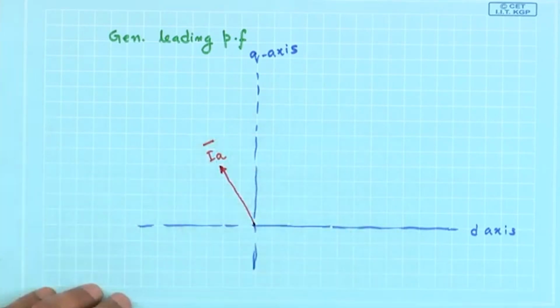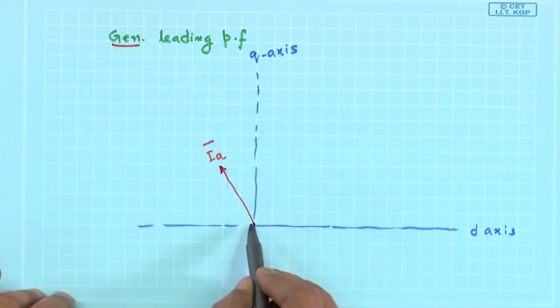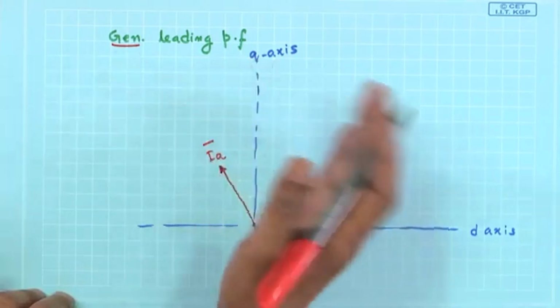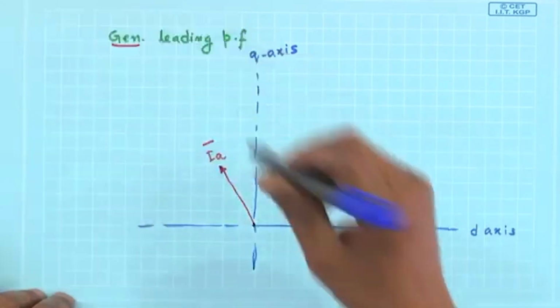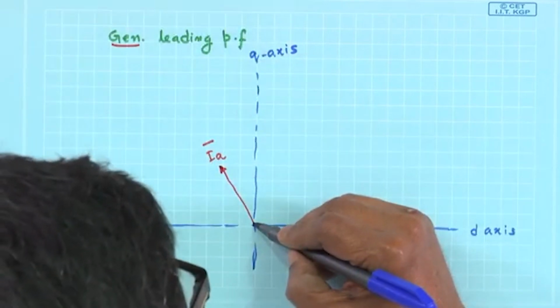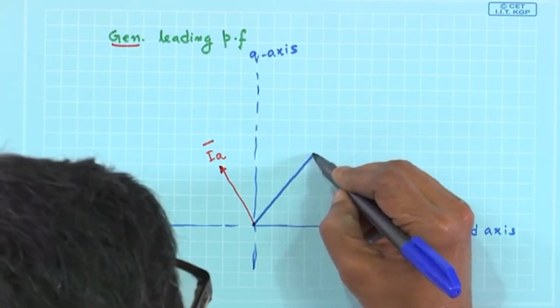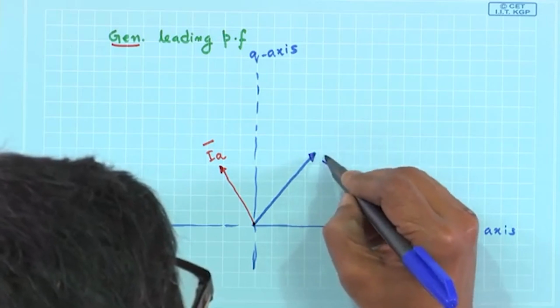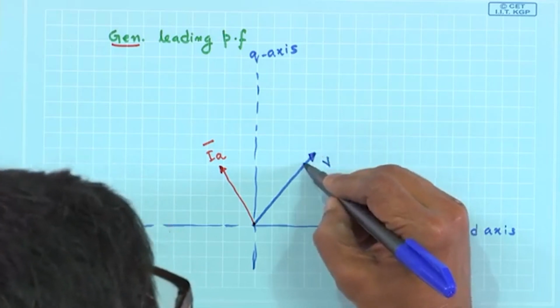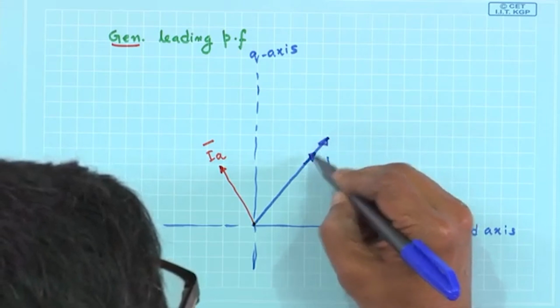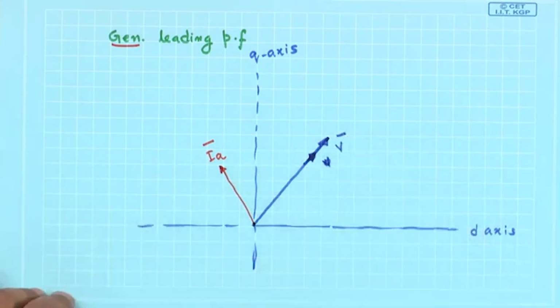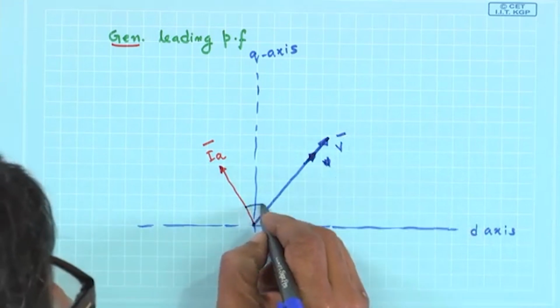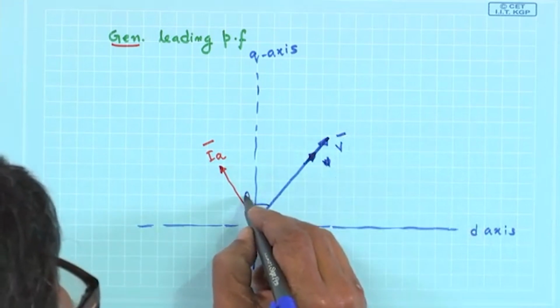IA. Since it is a generator, your EF will lie along this, V must be behind. So, I draw next V. This is your V. Suppose this is V, and this angle is theta, the power factor angle theta.